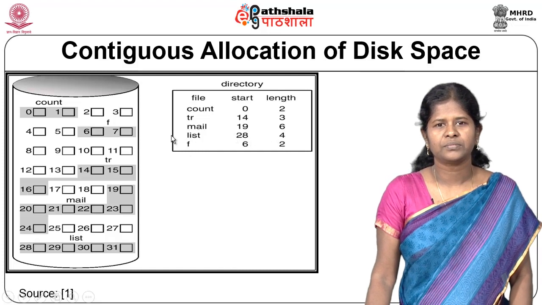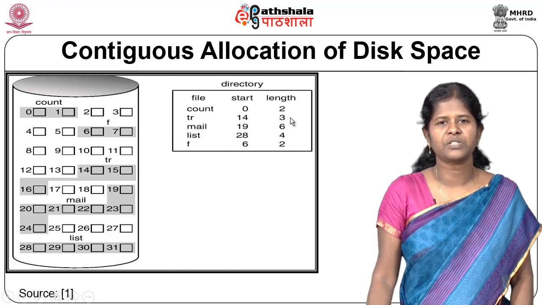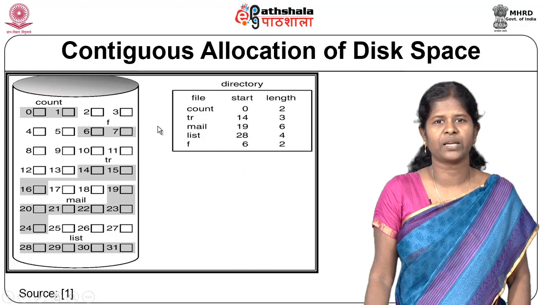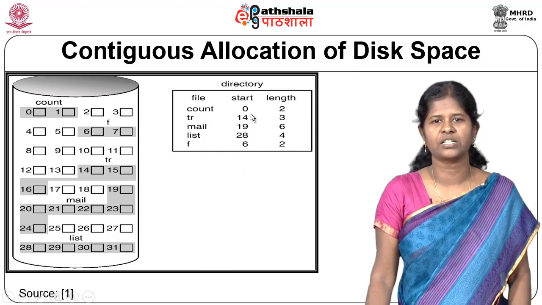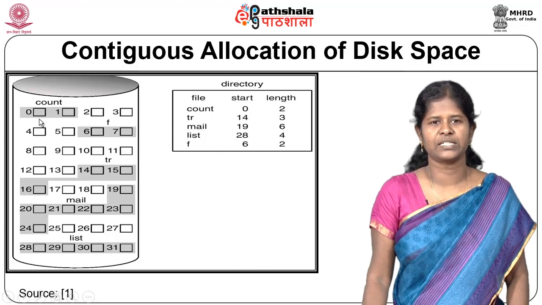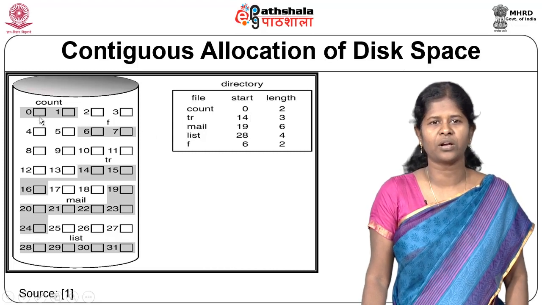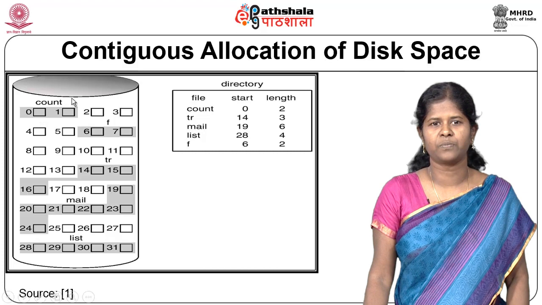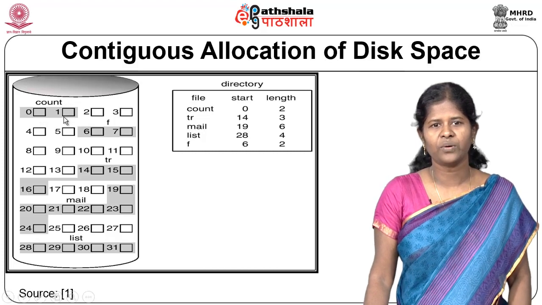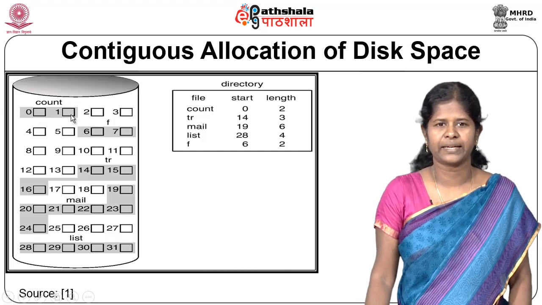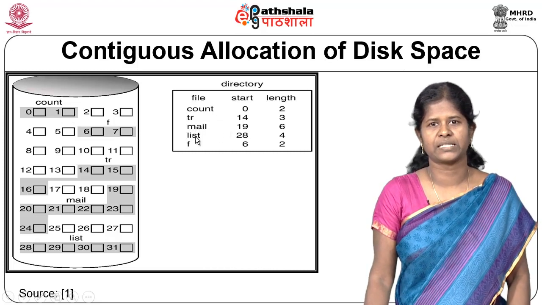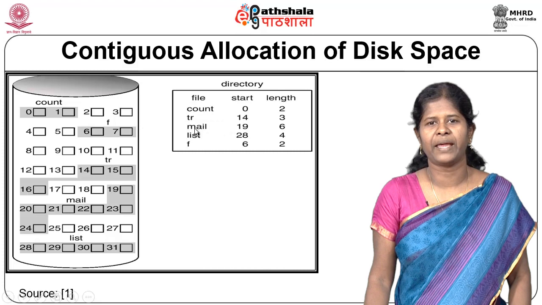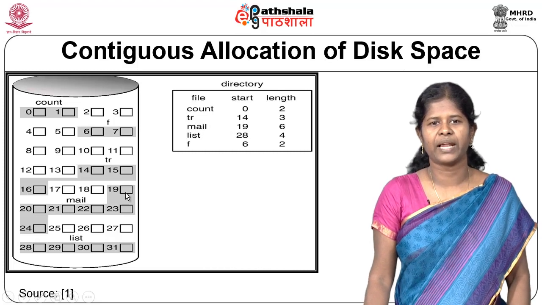And this is very simple in terms of access. If you are looking at sequential access, say you want to access the first file, you know the starting disk block. So, you can access the first disk block, and because it is sequential, you access the next disk block immediately. So, you will access disk block number 1 immediately. So, it is easier. Suppose you want to do a direct access, say consider this file called mail, which starts from disk block number 19 and goes till disk block number 24.